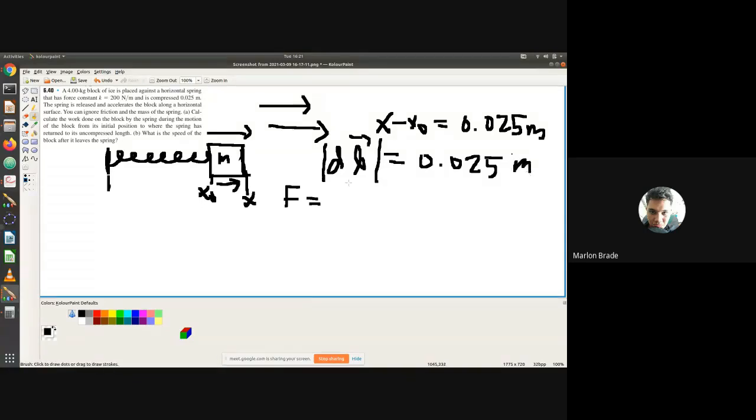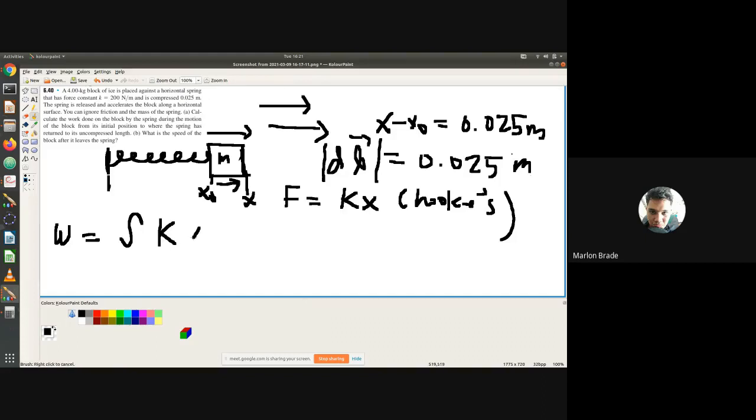I already discussed that last meeting. The force exerted by the spring is equal to kx. This is Hooke's law, right? Yes, sir. So the work done is equal to the integral of kx dx, integrated from the initial position x naught to x. Let me call the final position x1.